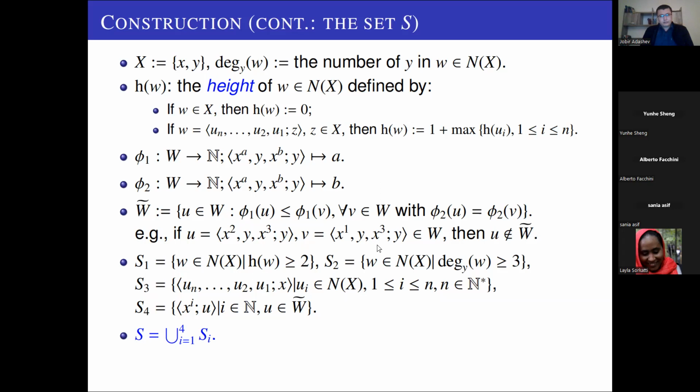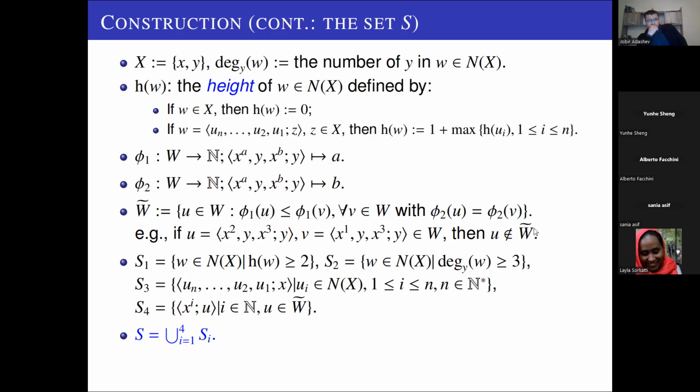For example, suppose U is a word like this and V is like this. U and V have the same B, 3. For U, the A is 2. For V, the A is 1. Because 1 is less than 2, U is not in W tilde. So the bigger A will not be in W tilde.